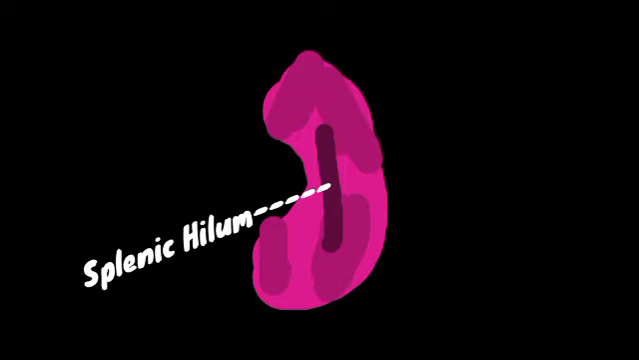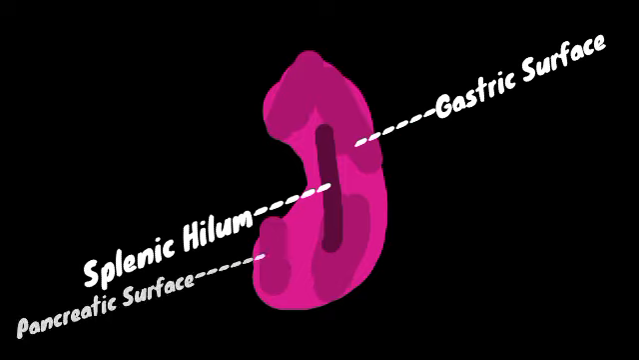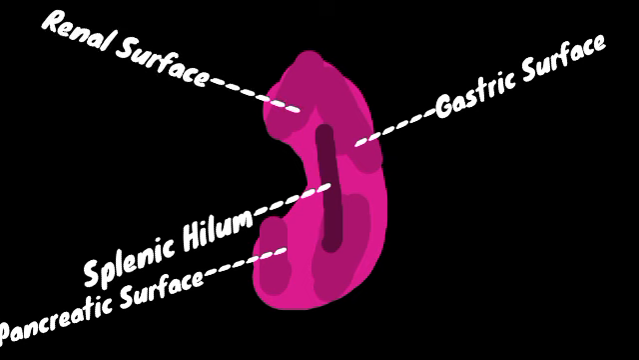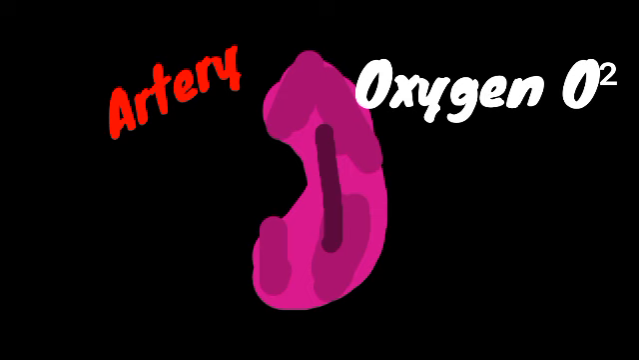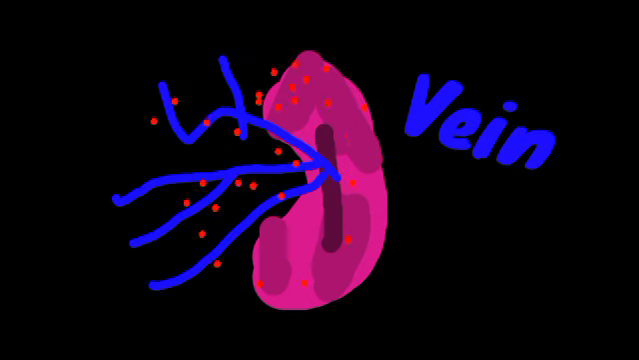The spleen's parts. I will teach you this now while you look at the splenic work of art. Here you see the splenic hilum and the gastric surface. There's the pancreatic and renal surface. Now repeat this. The splenic artery supplies oxygenated blood to the spleen, and the splenic vein drains the blood from the spleen.